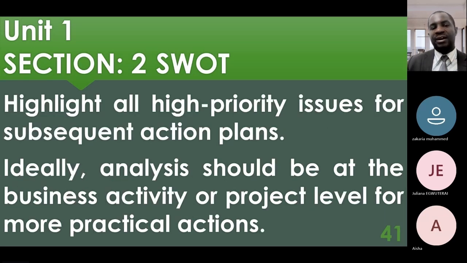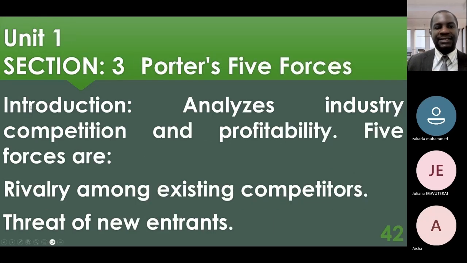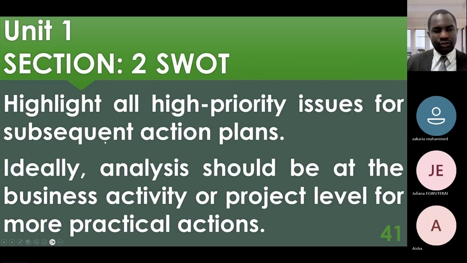Also highlight all high priority issues that could bedevil your company for subsequent action plan and treat them based on the Eisenhower matrix. The Eisenhower matrix or quadrant speaks to important issues that are not urgent, and there are urgent issues that are not important. So that Eisenhower quadrant would also help speak to the SWOT. And ideally, analysis should be at the business activity or project level for more practical actions.